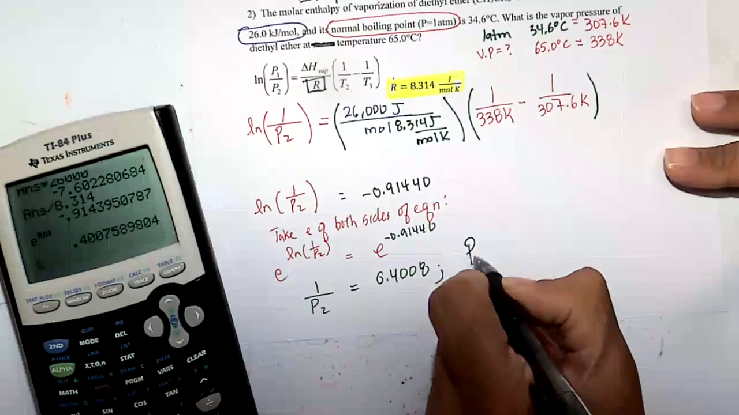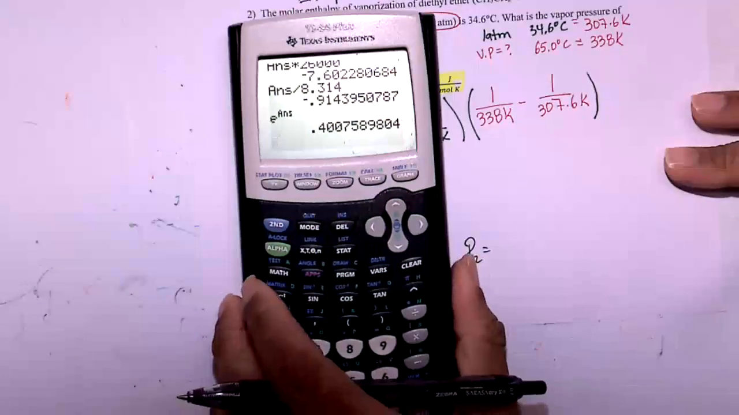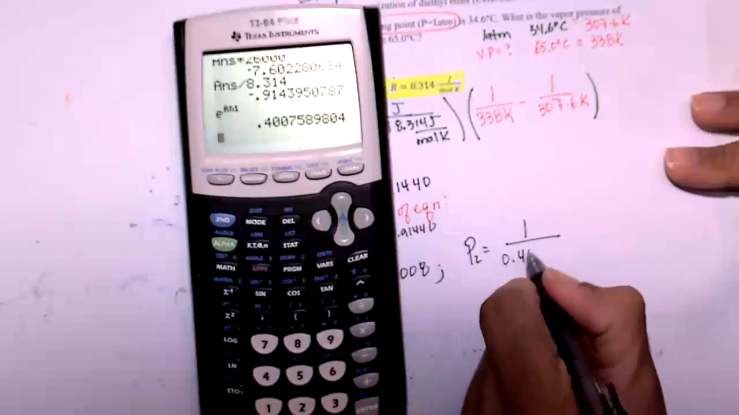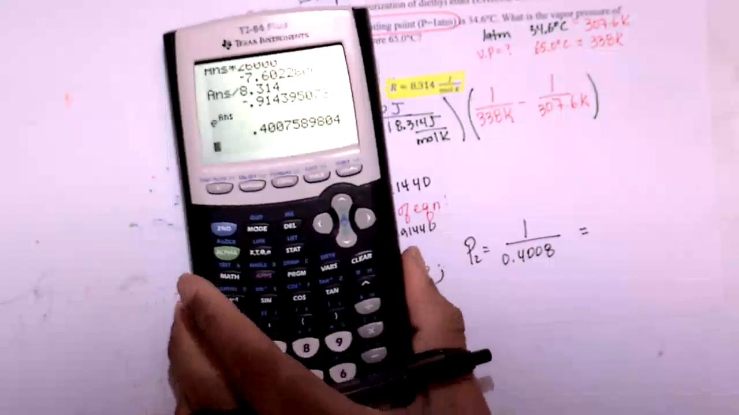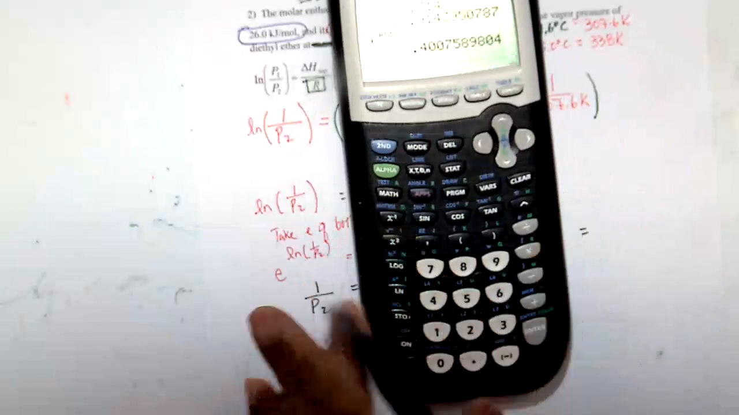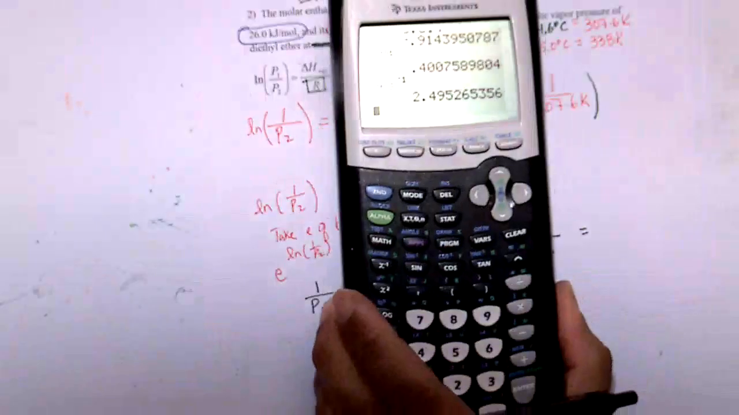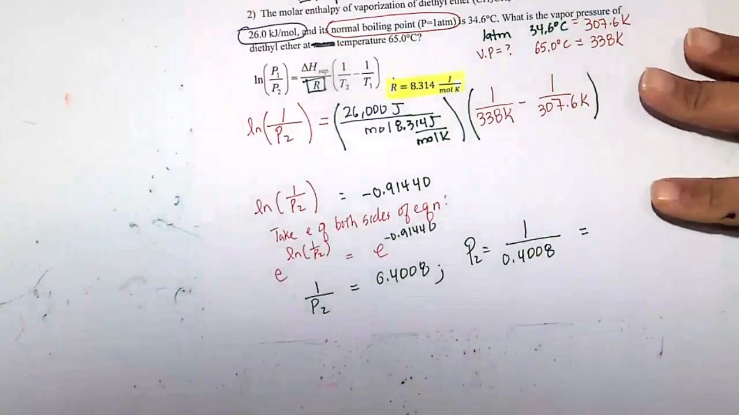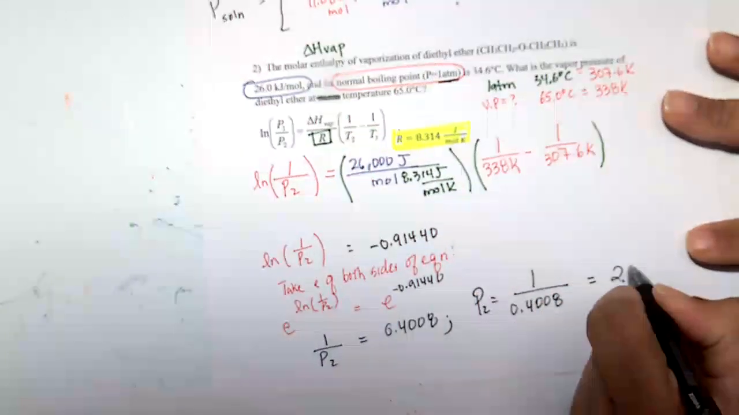So that means P2 is going to equal 1 divided by 0.4008. What is that? 0.025? Let's see here. 1 divided by that. I'm sorry, 2.50. And let's put our units. What are our units? Atmospheres.